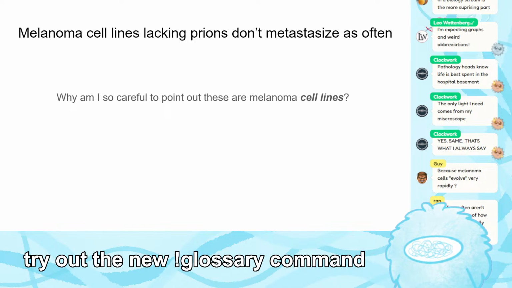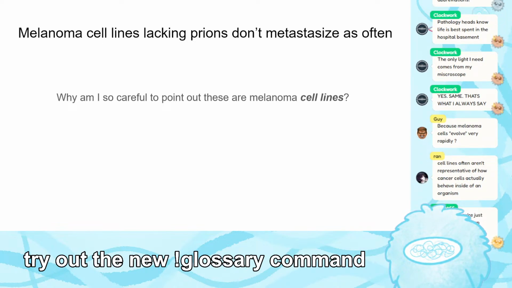paper that shook the world, the very call-outy, angry paper about the genetic model of cancer. And yeah, Rand's got it. Cell lines often aren't representative of how cancer cells actually behave inside an organism. Right, exactly. So this works in a dish, which is not bad, right? They're not bad. This is not an experiment that I see and go, oh, this is a bad experiment.